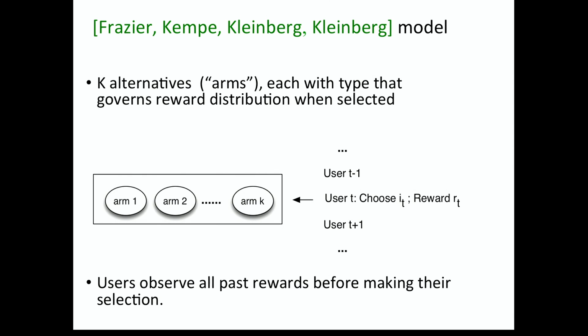earlier this week. You have k arms, and they're Bayesian arms, so you have some sort of prior over the reward distribution, or maybe they're Markov chains like what he described. And every time an arm is pulled, you can update your prior over the rewards that it provides. At every step, a user shows up having seen all the past rewards before they make the selection. And then they choose some arm and they get some reward.